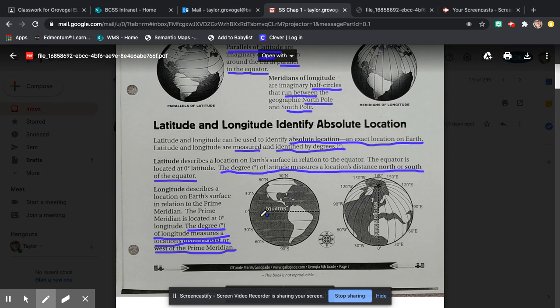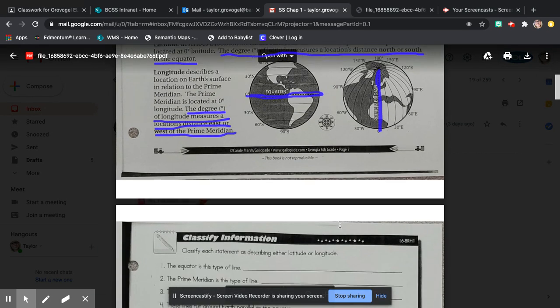So what's really important here is for our latitude, our equator is 0. And then for our longitude, our prime meridian is 0. And here we're measuring north and south. And then for our longitude, we're measuring east and west. This will make more sense when we start practicing with this. So if you need more time, go ahead and pause the video.